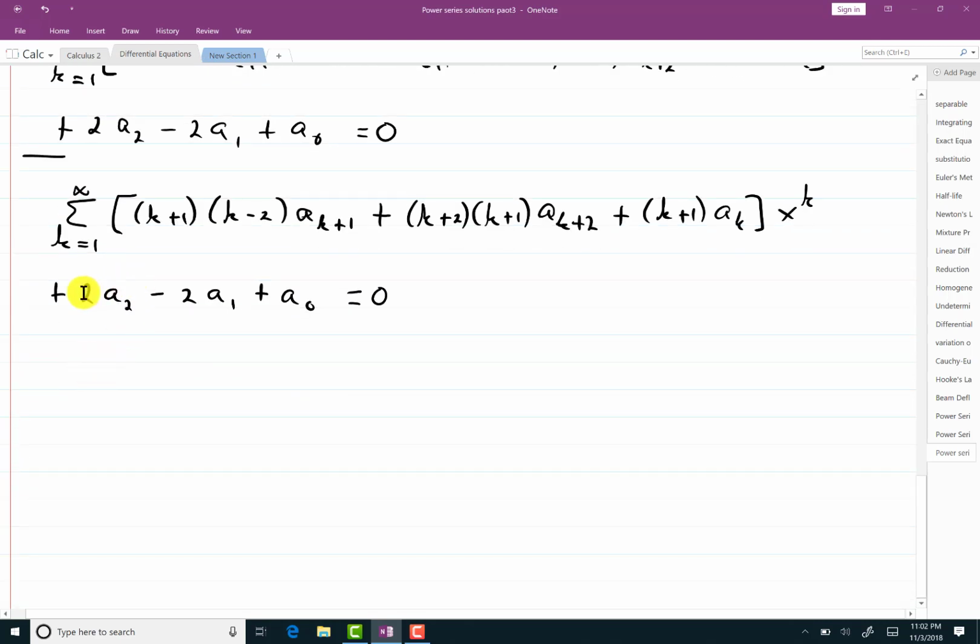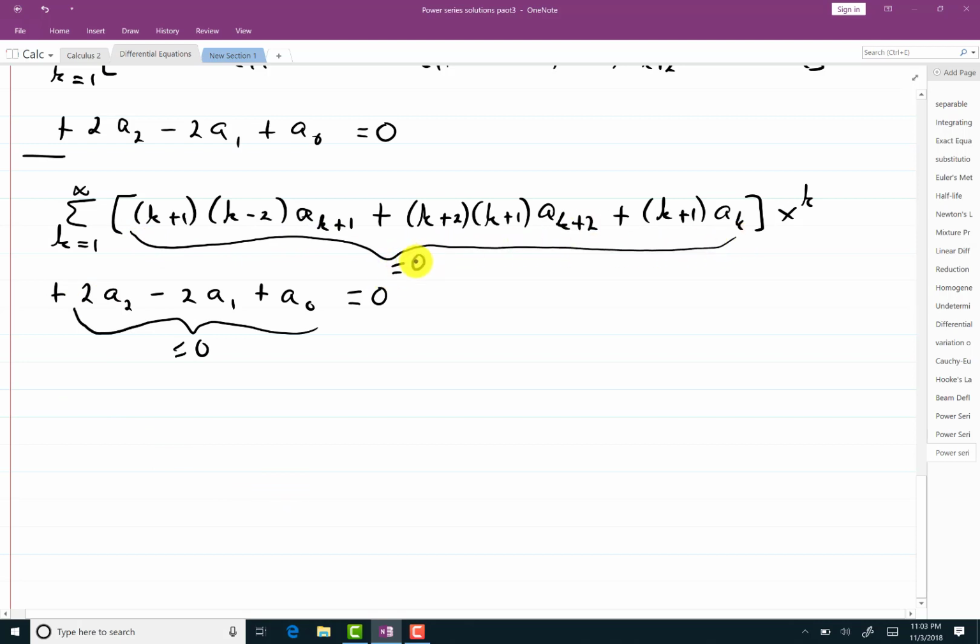So what we have then is, remember this is like 0 plus 0x plus 0x squared plus 0x cubed. Every single coefficient we set equal to 0. So we set these three guys equal to 0, because this is the constant term, which is 0, but then we have all of these that we set equal to 0 as well. So this piece right here is really simple. 2a sub 2 equals 2a sub 1 minus a sub 0.